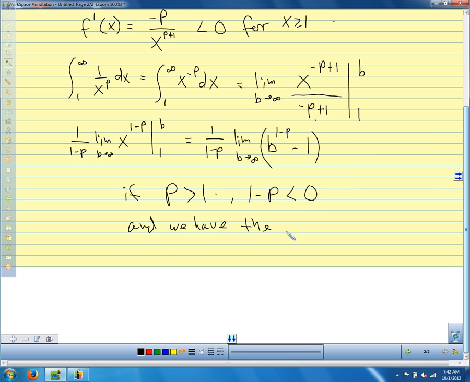So if p is greater than 1, 1 minus p is less than 0, and our limit is 1 over p minus 1. So I get 0 minus 1, so I get a minus 1 times 1 over 1 minus p. So this is going to converge when p is greater than 1.